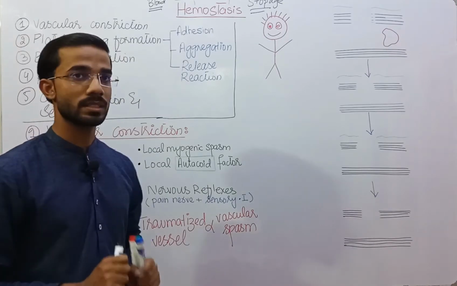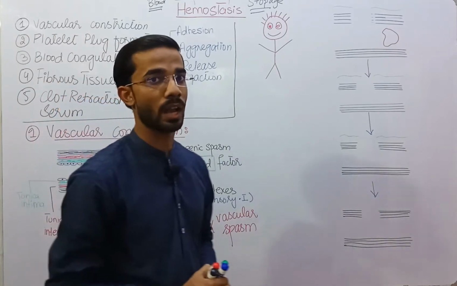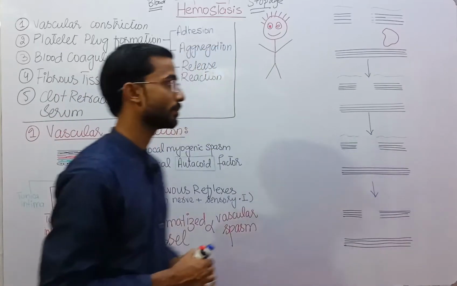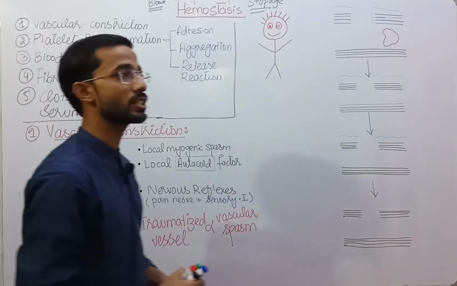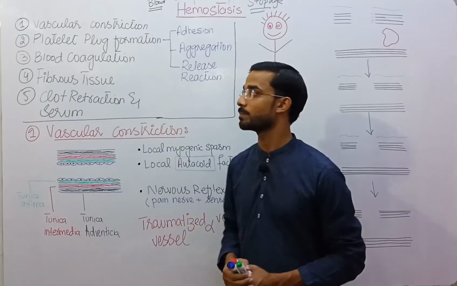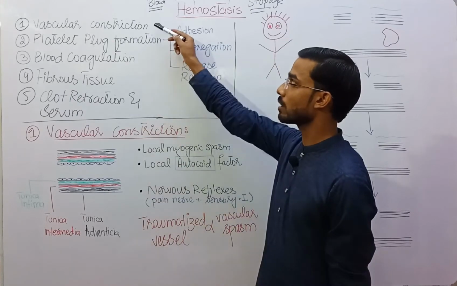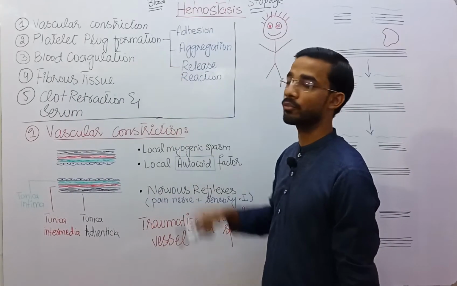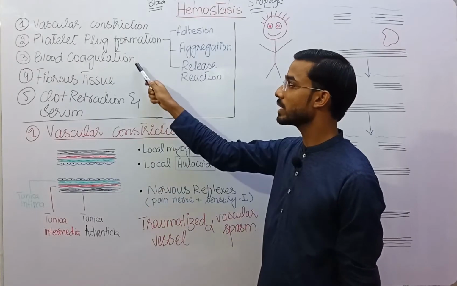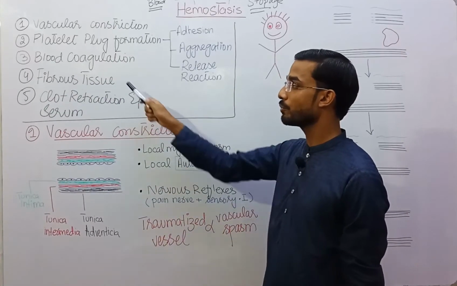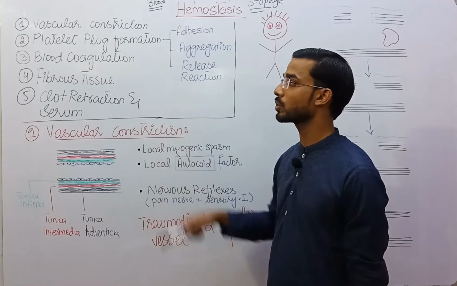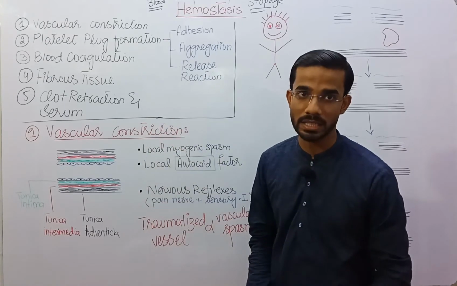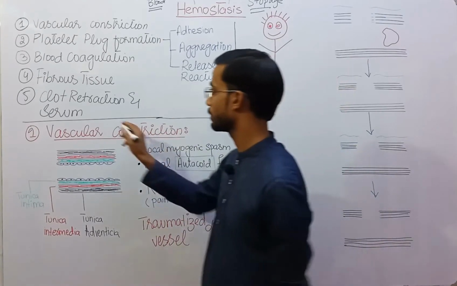So let's see what processes are involved in hemostasis. There are 5 processes involved in hemostasis. First one is vascular constriction. Second one is platelet clot formation. Third one is blood coagulation. Fourth, fibrous tissue. And fifth, clot retraction and serum expression.